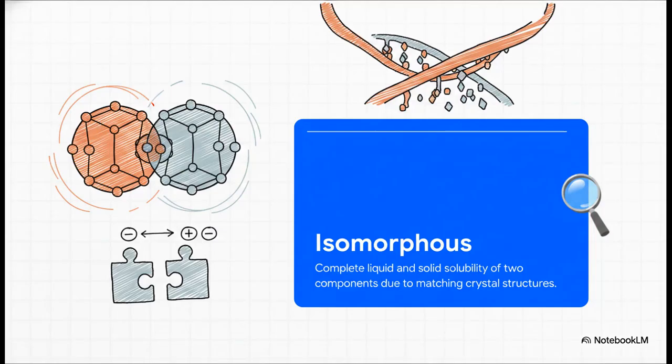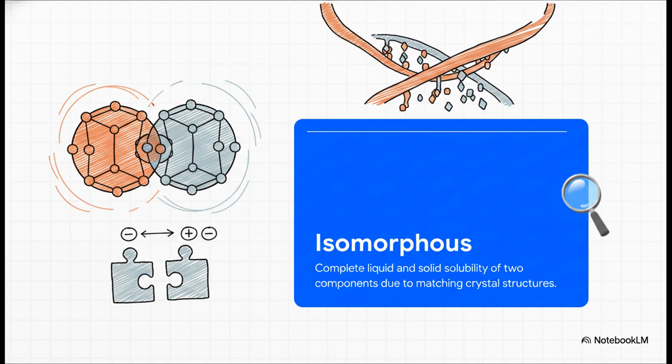Before we map anything, we need to understand a massive concept, isomorphous. The copper-nickel system is a classic isomorphous system. This means these 2 metals dissolve into each other perfectly at any concentration, and not just when they're melted liquids, but as solids too. They can pull this off because copper and nickel happen to share the exact same face-centered cubic crystal structure, they have almost identical atomic radii, and similar electronegativities.